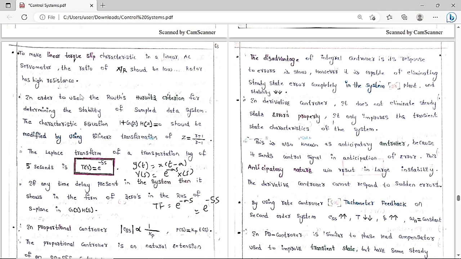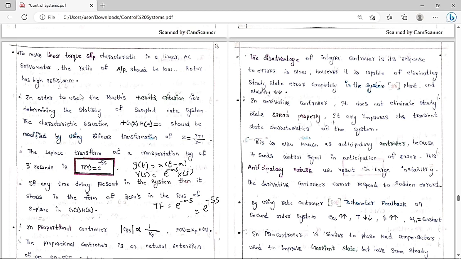The next point is, if any time delay is present in the system, then it shows in the form of zeros in the RHS of the s plane in G(s)H(s). What is the meaning of this? If there is any time delay present in the system, then it is going to show in the form of zeros in the RHS of the s plane. This you always have to keep in your mind.